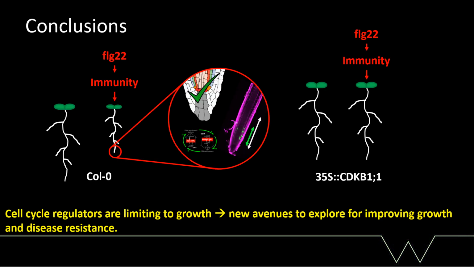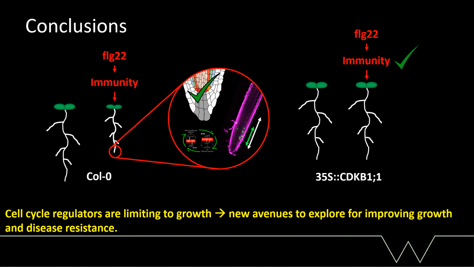So in conclusion, just to summarize what we found, we can induce immunity with FLAG22, but this leads to growth inhibition. We've looked at what form this growth inhibition actually takes, and we see that the meristem is intact, the cell types are intact, but the division zone is decreased, and that's led us to the cell cycle. We see some evidence of cell cycle inhibition, and we can support continued growth under immunity by overexpressing a key cell cycle regulator, CDKB1;1, without impairing immunity.